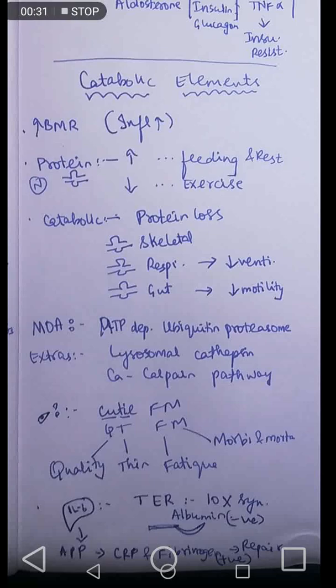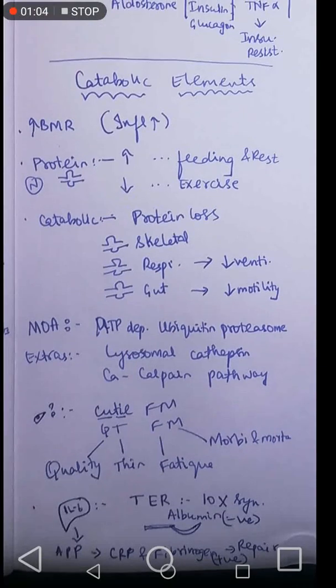In catabolism, similarly, protein loss will happen. It occurs in the skeletal muscle, respiratory muscle, and the gut muscle. In skeletal muscle, atrophy happens, so muscle wasting happens. In the respiratory muscles, hypoventilation will happen, and in the gut, motility will reduce, which is why constipation is very common. The mechanism of this protein catabolism, otherwise called proteolysis, is the ATP dependent ubiquitin proteasome pathway. Other less significant pathways are the lysosomal cathepsin pathway and the calcium calpain pathway as well.